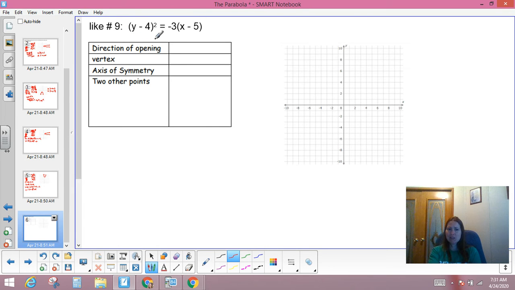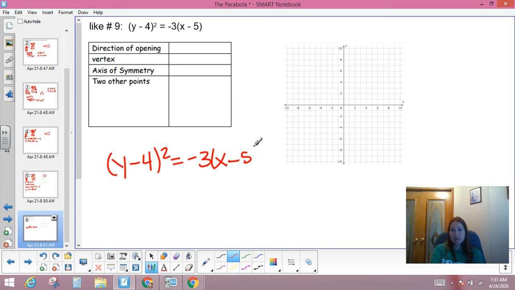So looking at this, you see how the y is being squared and the x is not. So you still know you have a parabola because only one thing's squared. We want this to stay intact. We need the x by itself over here. All right, so to get x by itself, you have a couple of options.